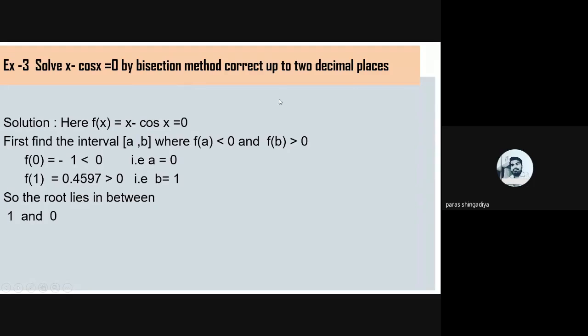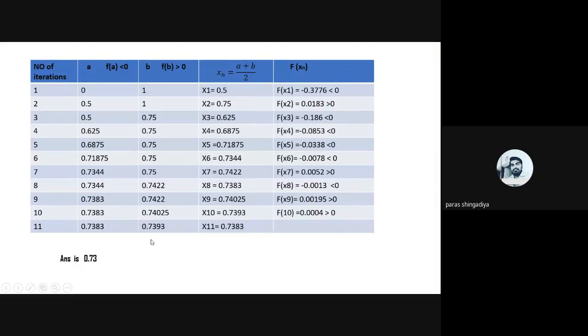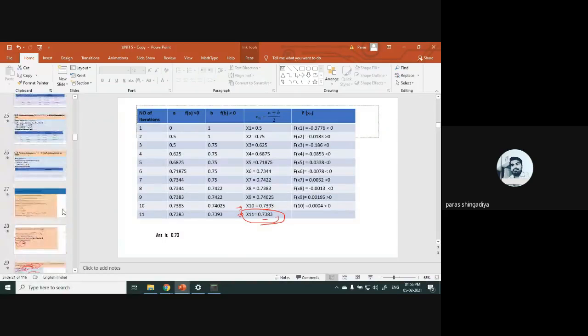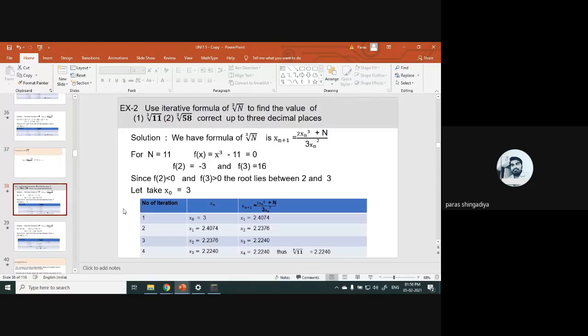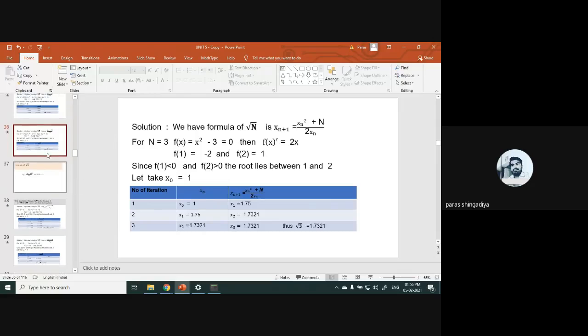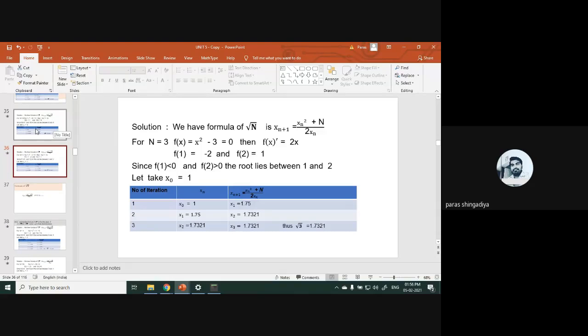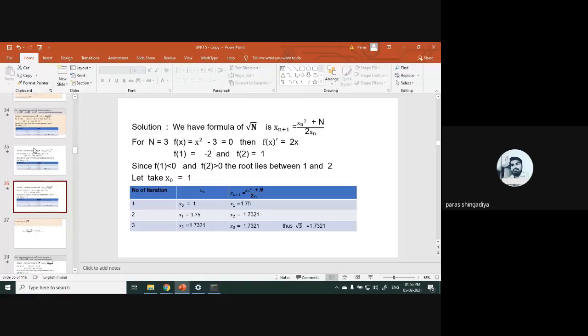By using the bisection method, correct up to 2 decimal places, we predicted 11 iterations. At the 11th iteration we get a similar answer, meaning two consecutive iterations are the same up to 2 decimal places. So 11 iterations were required to predict that answer. Now let us check the same question by using the Newton-Raphson method and see how many iterations are required. Based on that we'll identify which method is the most effective, which method is suitable to predict the answer fast.